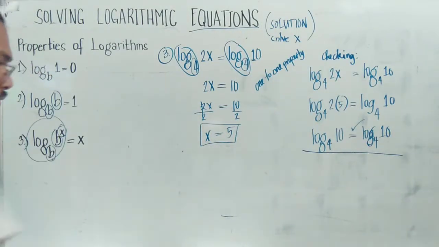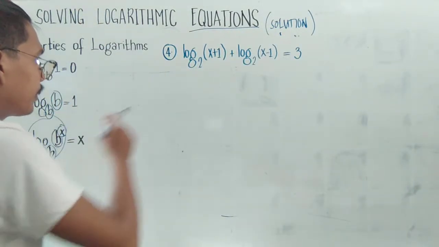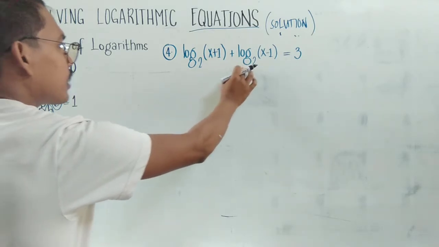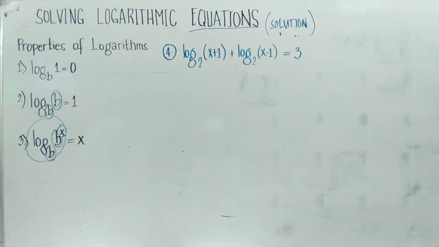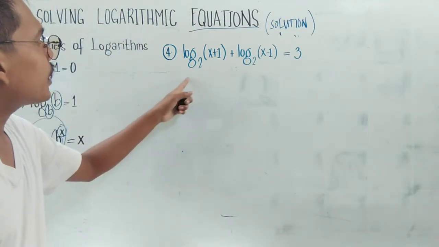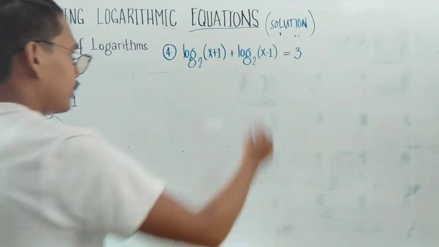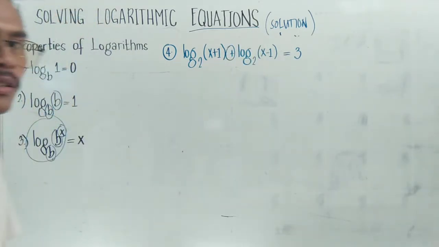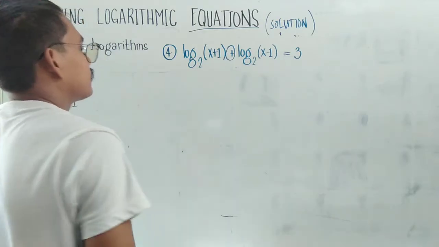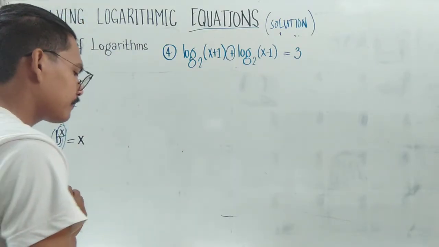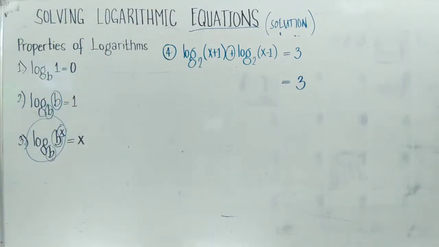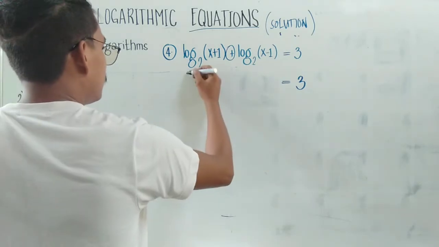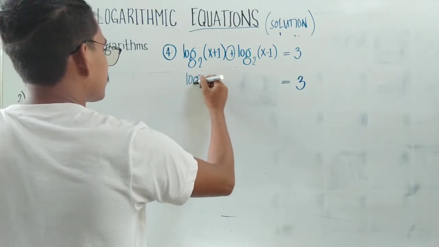For another example on the board, we have log of x plus 1 base 2 plus log of x minus 1 base 2 equals 3. If you can see, the logarithmic equation is written in expanded form with the addition of logs. Okay? So what's next? We have to simplify it.